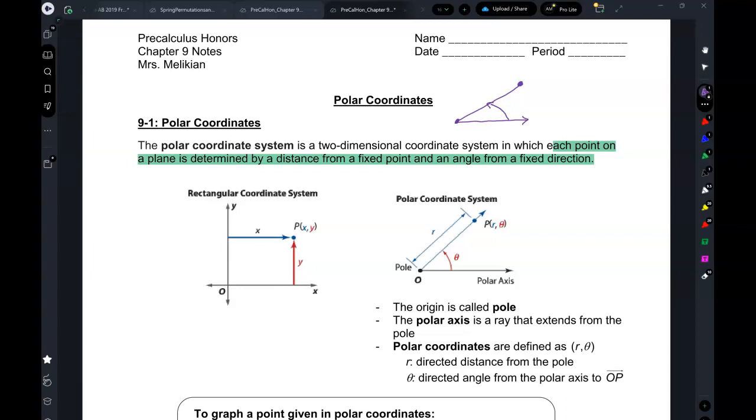Because if you're flying an airplane, again, there's not a 7-Eleven up in the air where you're like, okay, go up to the 7-Eleven and then make a right. That's not how it works. So all of these are better off given in polar coordinates.